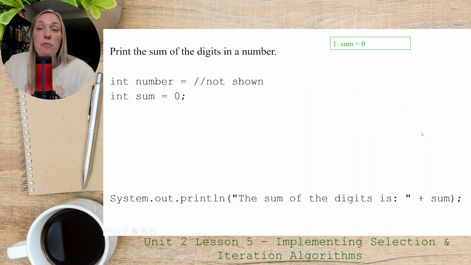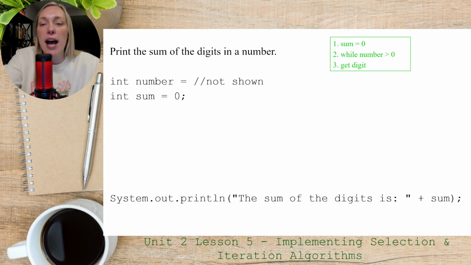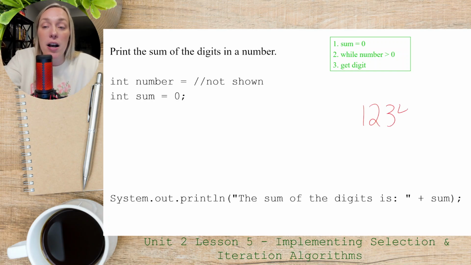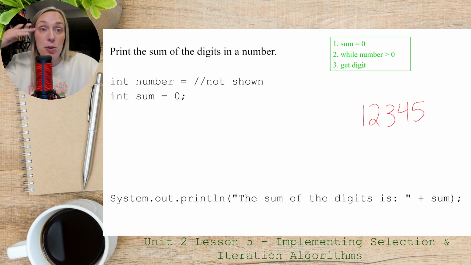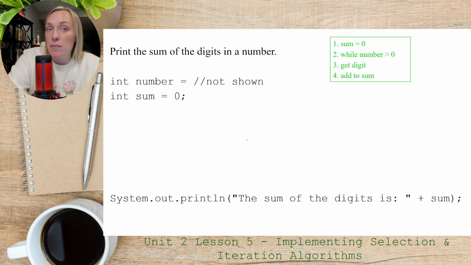Well, we're going to start off with sum being 0. And while the number is greater than 0, we want to get the last digit, right? If you need to come up with a number example to help you make sense of this algorithm, we want to get this last digit. We want to add that digit to sum. So 5 gets added to sum, and then we want to divide the number by 10.